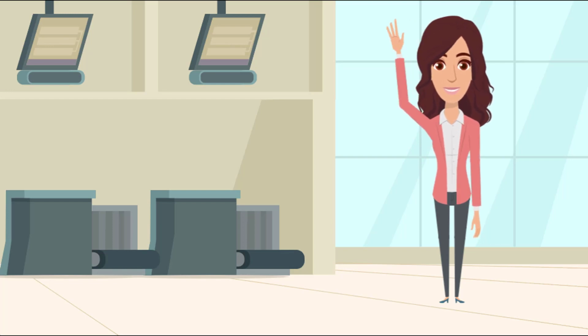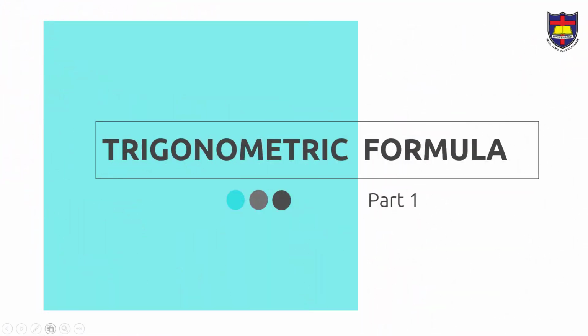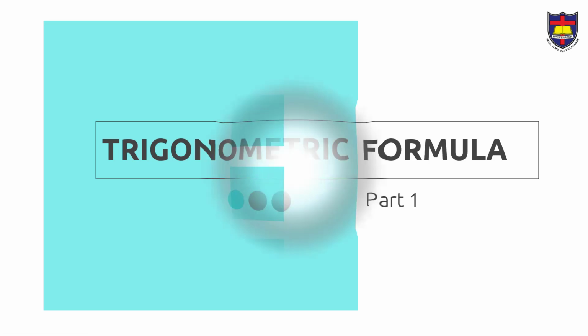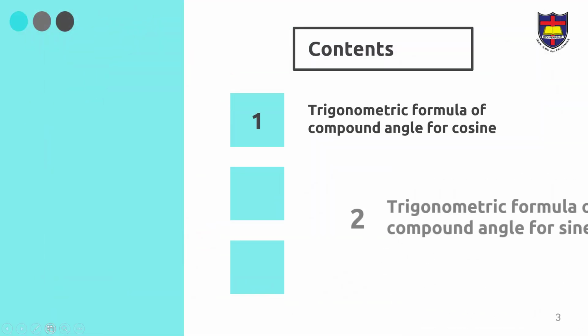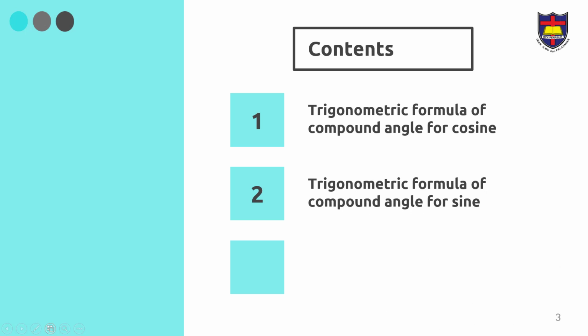So today, in this video, we will learn about trigonometric formula, and this is the first part. So what we will learn today? Let's see here. So the first one, we will learn about trigonometric formula for compound angle for cosine. And then, we also will find the formula for sine and the formula for tangent.